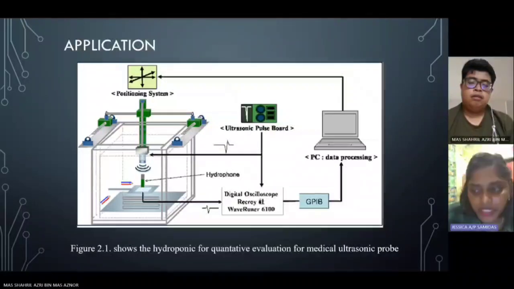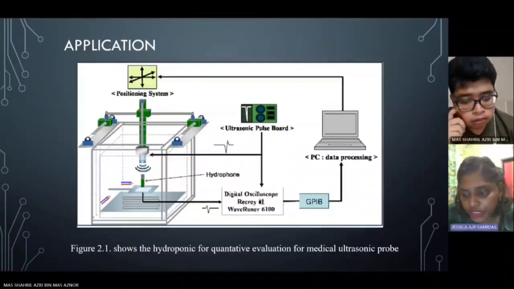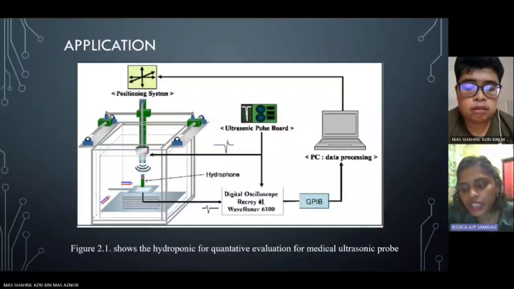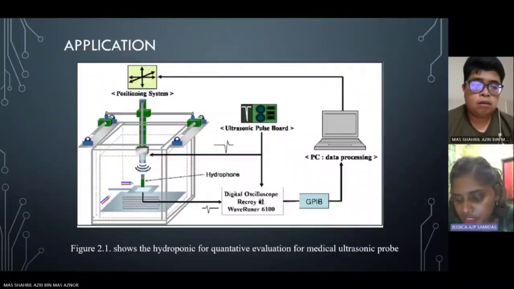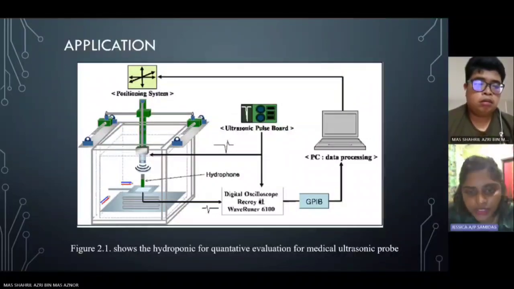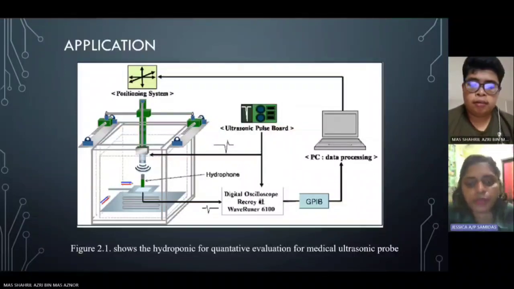Next, I want to talk about the applications of Lorentz law, which is the main application. We can see a hydrophone here. In Lorentz law, for this application, it is used in the medical industry in an instrument known as a hydrophone. The ability of the Lorentz force to link a mechanical displacement to electric current presents a strong interest for medical acoustics. So here we can see a hydrophone for quantitative evaluation of a medical ultrasonic probe.